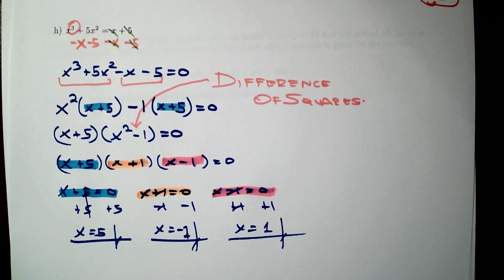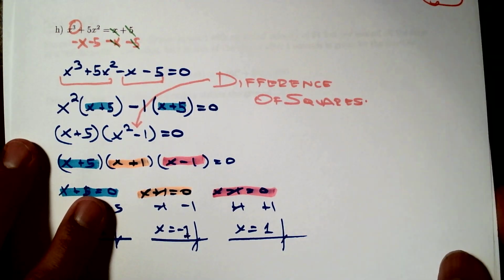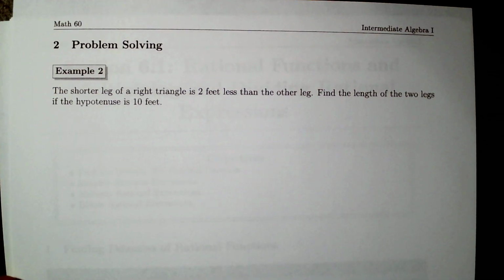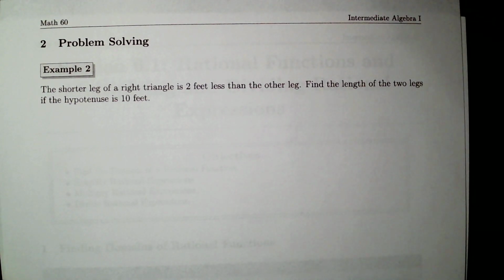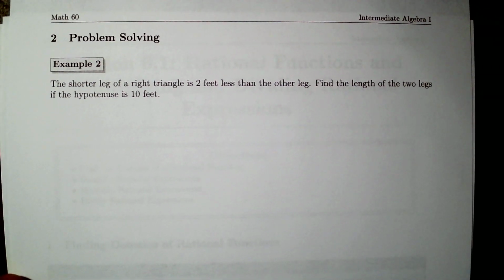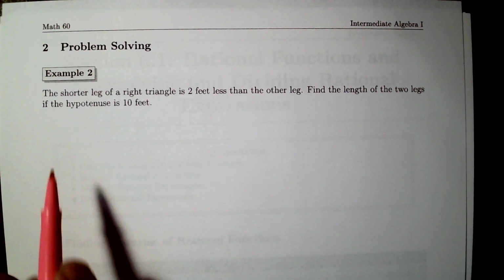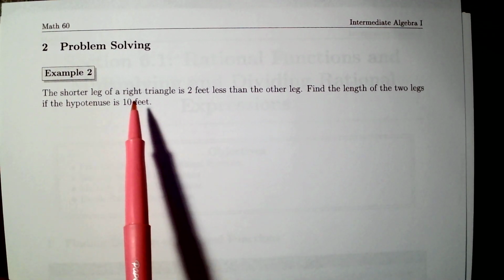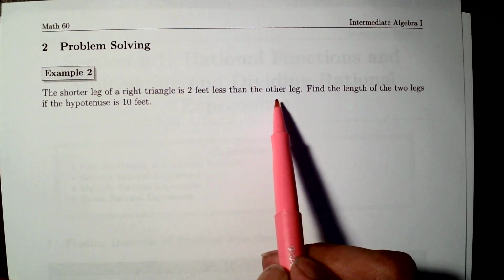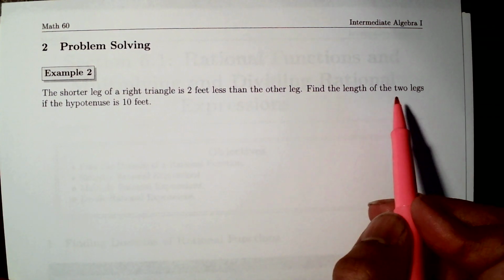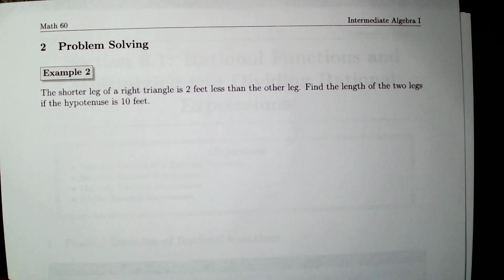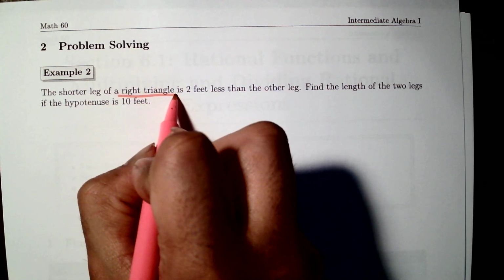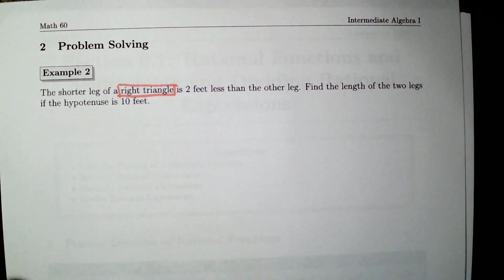Alright, let's move on to the next page. The next page is going to take us to some word problems, some word problems that give rise to solving equations by factoring polynomials. So let's read this problem. The shorter leg of a right triangle is 2 feet less than the other leg. Find the length of the 2 legs if the hypotenuse is 10 feet. Notice in this case they're telling us right triangle. So let's draw a right triangle.